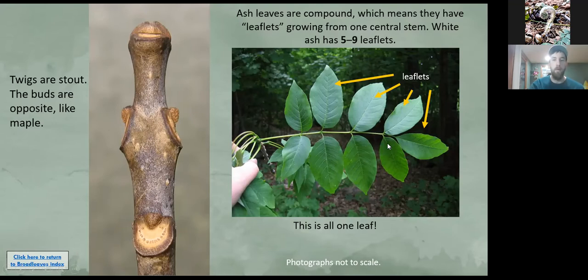Unfortunately, we have a non-native pest that has caused a lot of mortality to ash throughout its range in North America. And here in Maine, we're kind of the last stronghold to having healthy ash trees. So over the next 10 years or so, we're going to see how our native ash trees respond to that invasive threat of emerald ash borer.